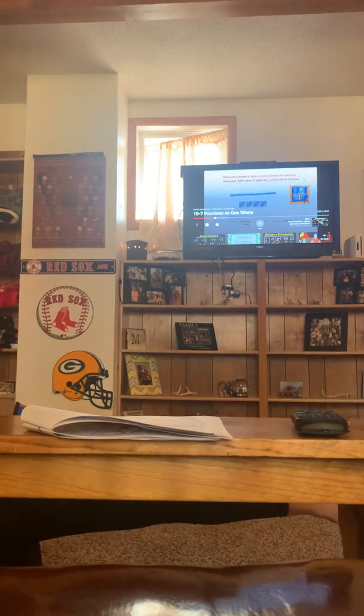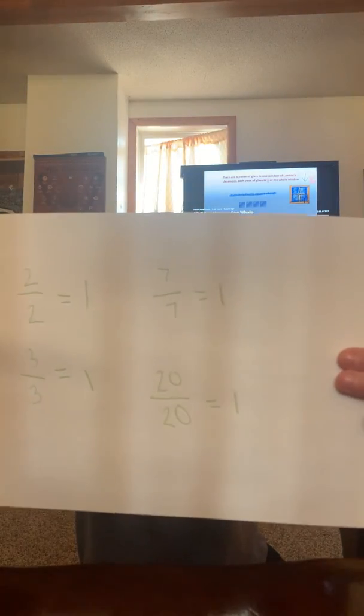Okay, so let's just put this in perspective here. I'm going to write it down. So if you have a number that's 2 over 2, or 3 over 3, or 7 over 7, 20 over 20, any number over itself, we went over this. What is it? What does it equal if one number is over itself? Think about it. If you guessed 1, you are correct. Remember, any number over itself equals 1.